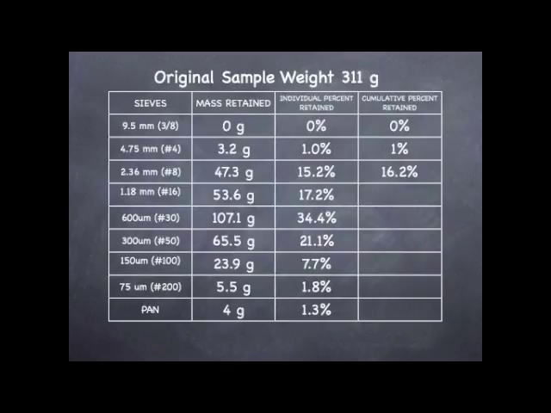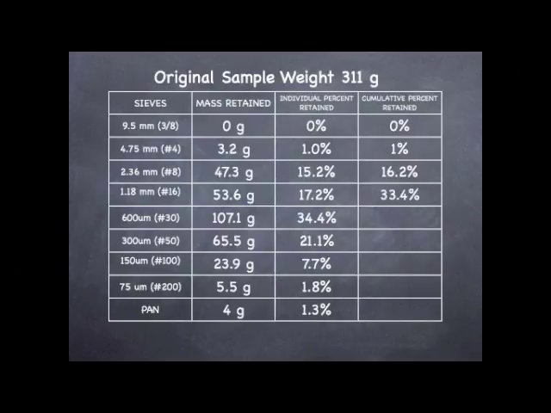We can now calculate our cumulative percent retained. We'll need this number for two reasons. First, to get the cumulative percent passing, but also to calculate our fineness modulus. We get our cumulative percent retained simply by taking the individual percent retained on any given sieve and adding to it all the previous sieves. Therefore, the 9.5 millimeter sieve has no previous sieves, and the cumulative percent retained is going to be zero. For the 4.75 millimeter sieve, 0 plus 1 is still 1%. Therefore, our first true cumulative percent retained falls on the 2.36 millimeter sieve with 16.2% cumulative percent retained.